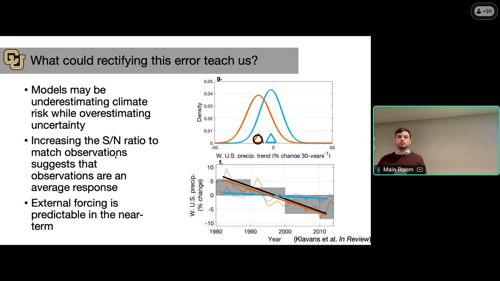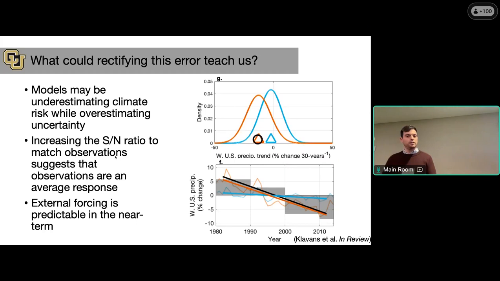And so overall, we think that models may be underestimating climate risk, so risk of drought like that in the Western US, while overestimating its uncertainty. If you look at those distributions and how they shift, if we had originally seen that orange distribution, we would have said, okay, maybe a drought is likely and maybe we can plan for it. And then I think it's an open question about, again, what happens to the variance of this distribution and how the risk, or the uncertainty about this risk, is changing. I think that's a good thing for us all to be looking at.